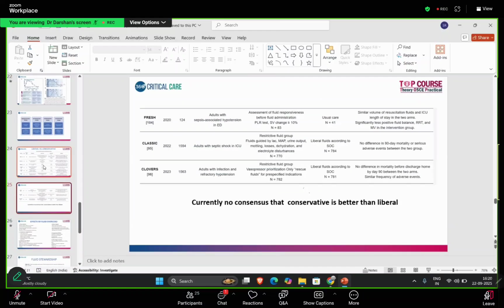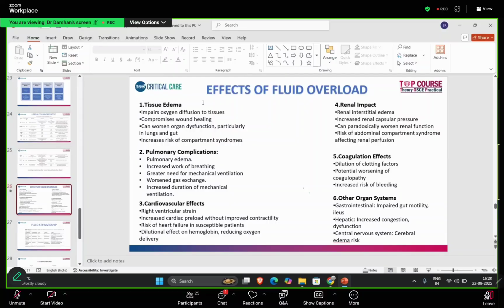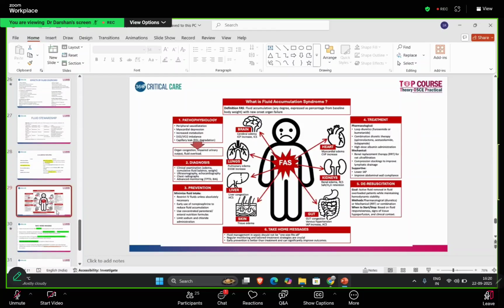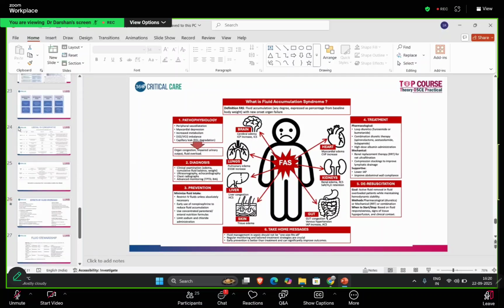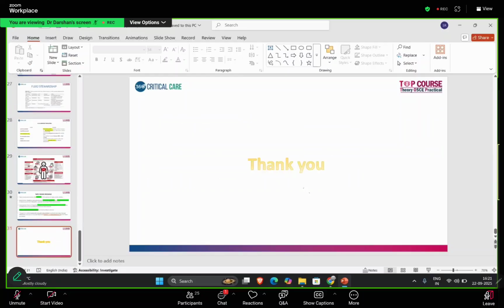No major evidence based on liberal versus conservative. Fluid overload. When you're talking about fluid therapy, don't forget to write the complications of fluid overload. Then talk about fluid stewardship. If the question itself is fluid stewardship, if you write this slide, it's more than enough. So, what are the worst case complications? They might ask you questions like, what is global increased permeability syndrome or fluid accumulation syndrome? It's just overzealous treatment in stage 3 of the ROSE concept, that is your stabilization phase. Because if you have continued overzealously treating, the patient can end up in something called GIPS. So this is about fluid therapy.